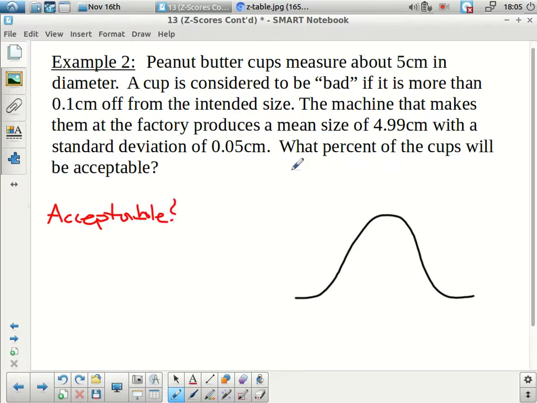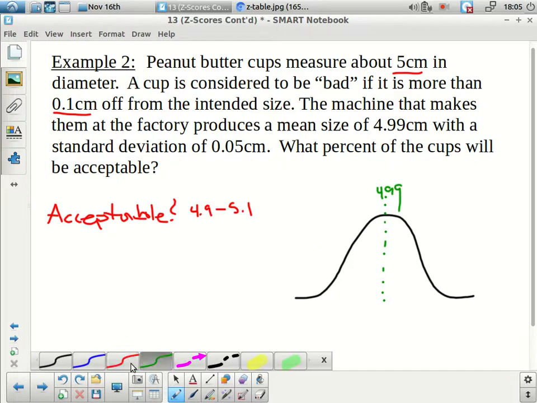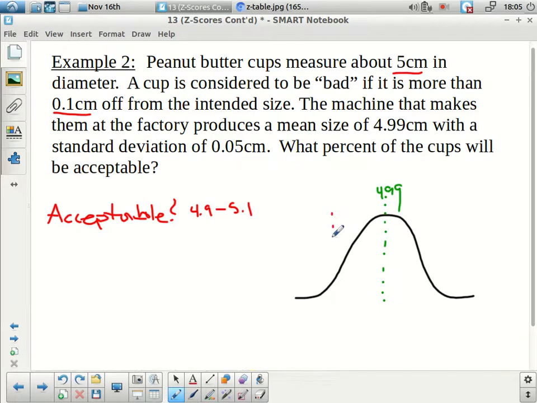Okay, so it says that they're supposed to be 5 centimeters and they can't be more than 0.1 centimeter off. So my acceptable range would be from 4.9 to 5.1. Now we'll go to our curve. The mean is just a tiny bit under 5, 4.99. And I'm looking for between 4.9, which is about 2 deviations away, so somewhere over here.